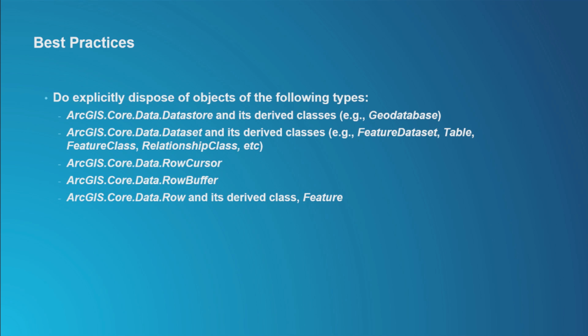The third one is row cursor. You should definitely dispose of row cursor if you want full control over the lifetime of the locks and objects. Row buffer, and finally row and its derived type feature.